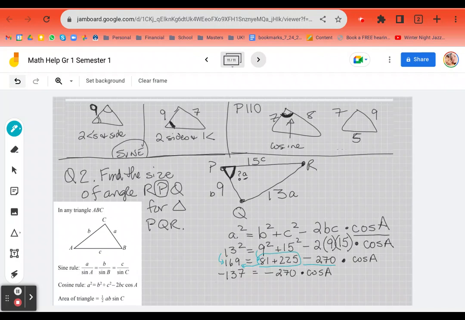So now I'm going to divide by negative 270, which will cross that out. But what I do to one side, I do to the other. And this equals 0.5074. Keep that in your calculator. And now I have that equals the cosine of A.